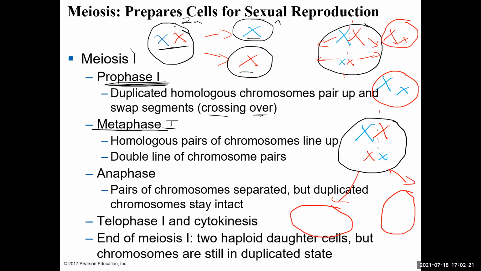So the right side will have the big red and the small blue. The left side will have the small red and the big blue chromosome. Right? So they would look like that, which again is very different genetically from these. Okay. This process of how they line up on the metaphase plate is known as independent assortment.